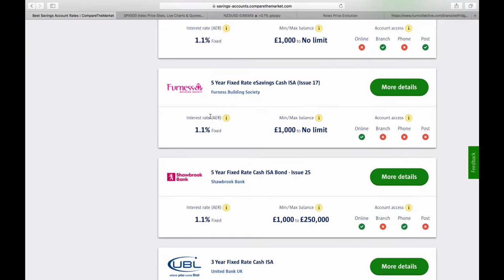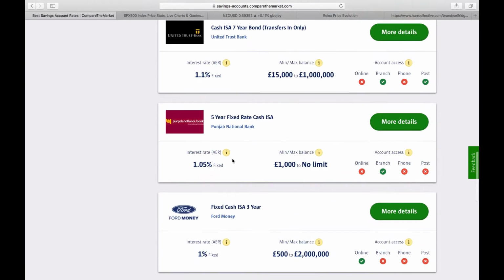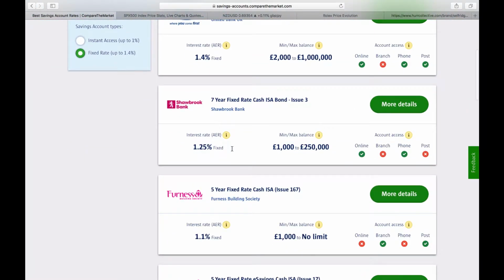Bonds are different to cash ISAs, but not too far different. They're about 0.1% more favourable. Here's a bond, it's 1.1% fixed, and that's for 5 years. As you can see, bonds and banks, people know to stay away from them now because your money, it's safe, there's no risk, but at the end of the day, you're not making any money at all.